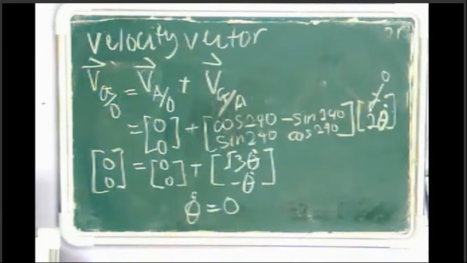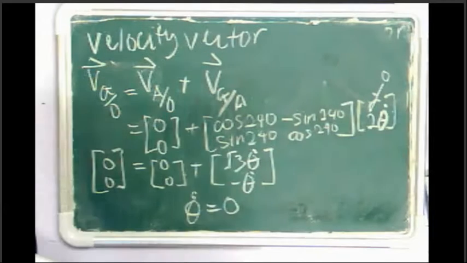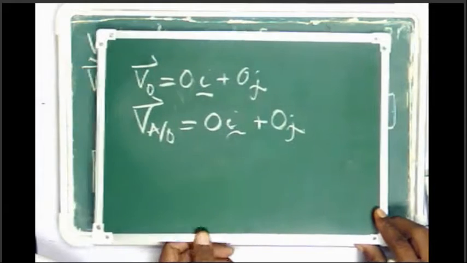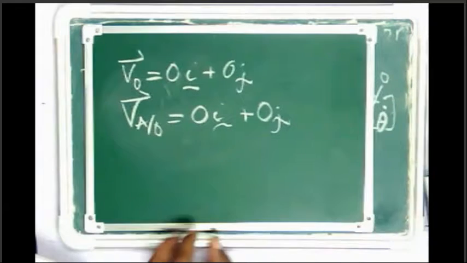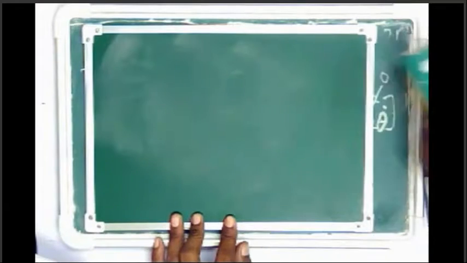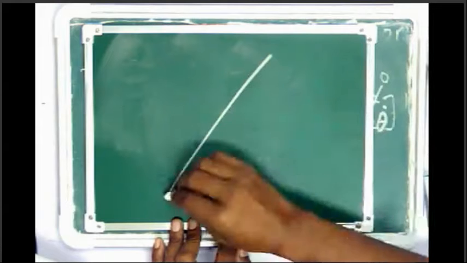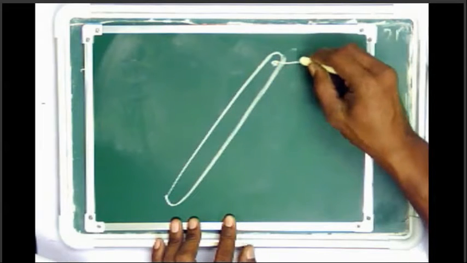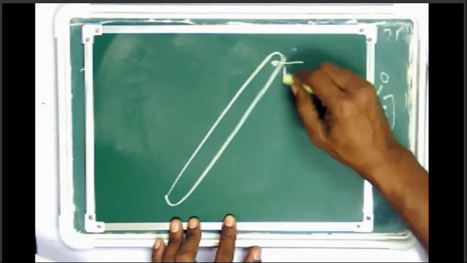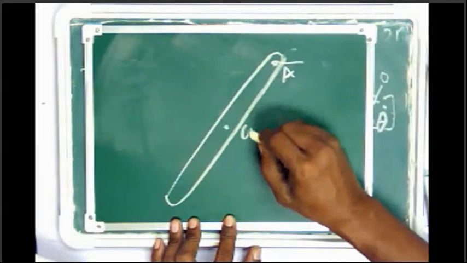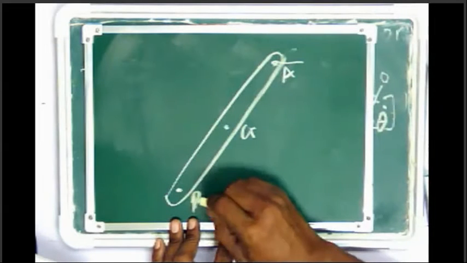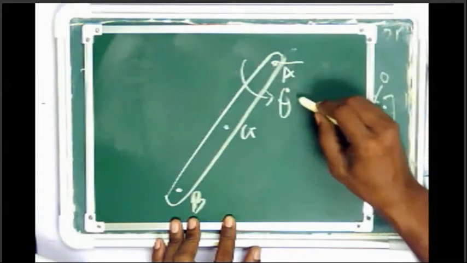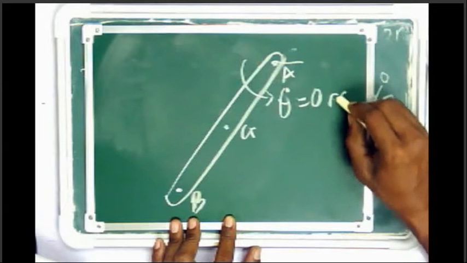So we can write again the whole evaluation there. Right, so this is the body of the system. We have A there, G and B, and theta dot equal to 0 radians per second.